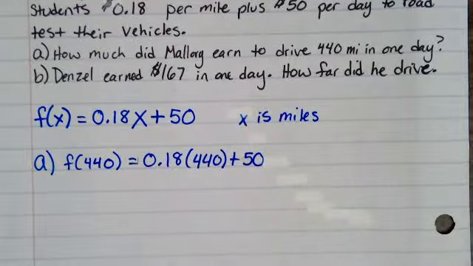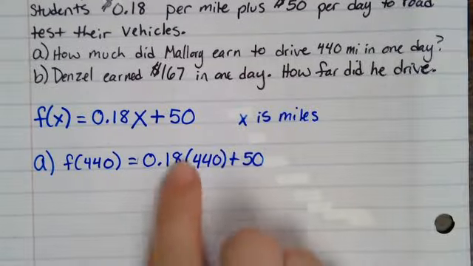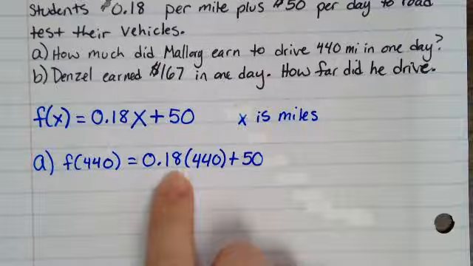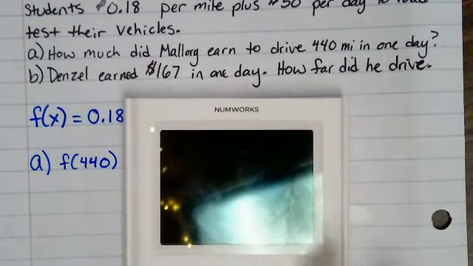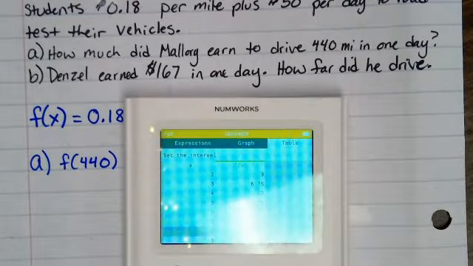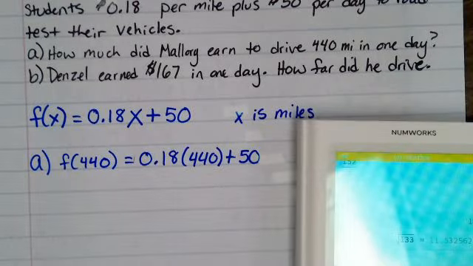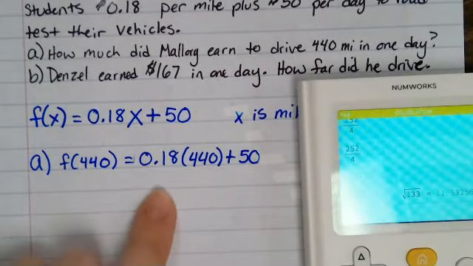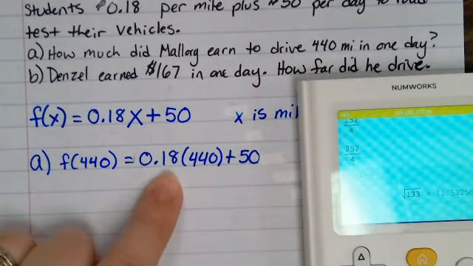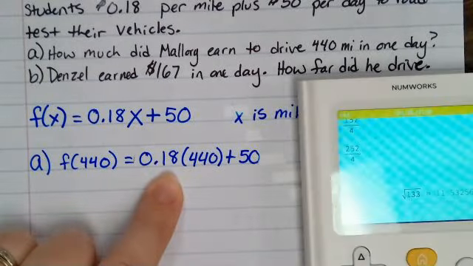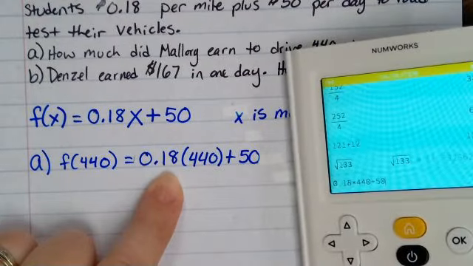Now, this is a time where I'm okay with you getting a calculator, because typically when it comes to stuff like this, your AP test is not necessarily going to want you to multiply those decimals in your head. So if you want to go to your handy dandy calculator, go to your calculate screen and type it in the way that it is: 0.18 times 440 plus 50, just like that.